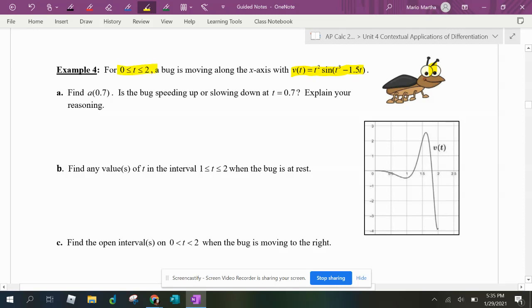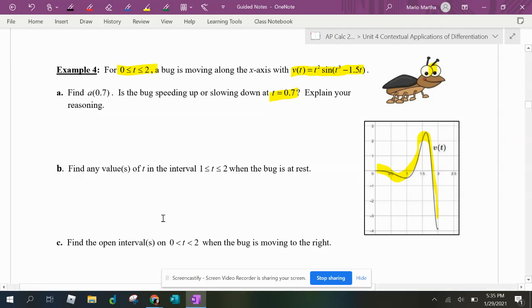So again, our interval is between 0 and 2, so we're just looking at this part of the graph right there. So find a of 0.7. Is the bug speeding up or slowing down at t equals 0.7? And explain your reasoning, right? So again, if it's speeding up, that means both the velocity and acceleration are going in the same direction, right? They're both negative or they're both positive. So let's see what's happening at 0.7, okay?